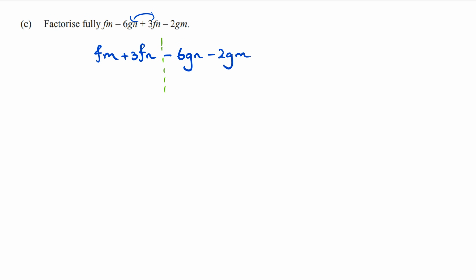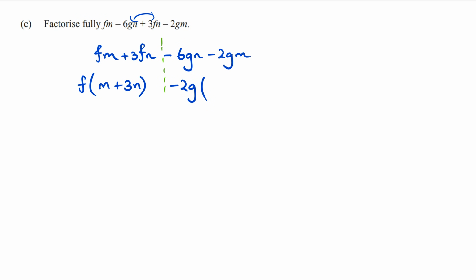So on the left-hand side I can see that f is a common factor, so I can take it out, which means I'm going to end up with m plus 3n. And on the right-hand side, ideally I want to end up with m plus 3n, but let's just see what happens. I've got g as a common factor and negative 2. I'm going to take out negative 2g as a common factor.